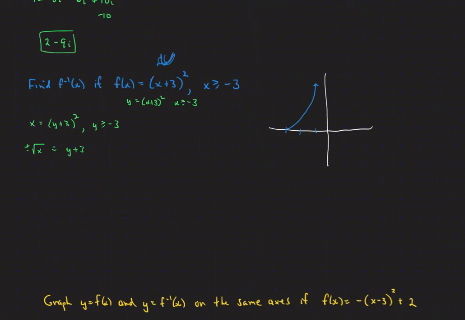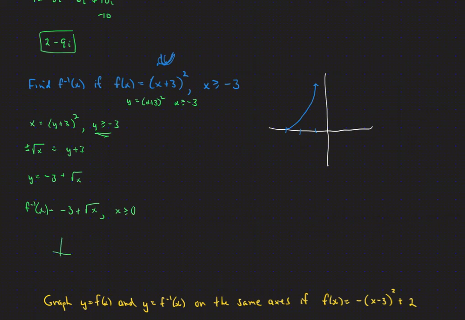Now we can't keep both the positive and negative, but if we subtract that 3 over while we're deciding whether it should be a positive or a negative, we can get a clue from what we said here. y has to be greater than or equal to negative 3, so that means that we want the positive one and not the negative. And so our f inverse of x is going to be negative 3 plus the square root of x, and square root of x has a restricted domain, so I'm going to say x greater than or equal to 0.